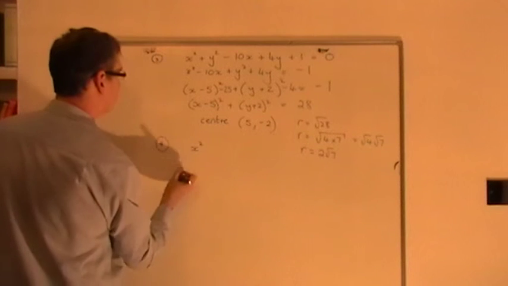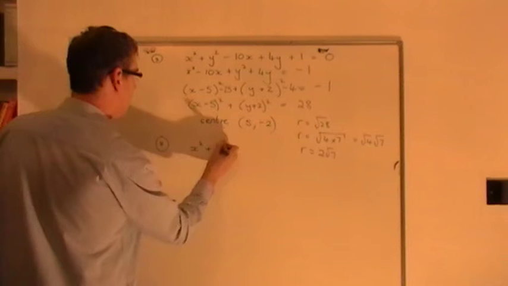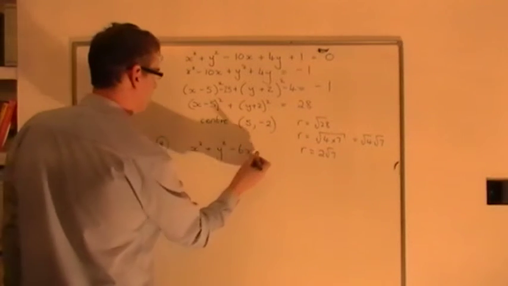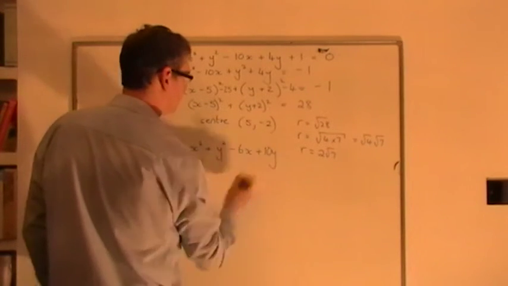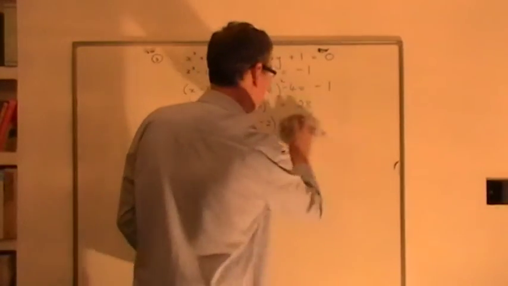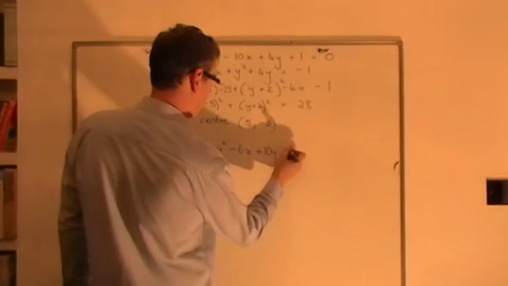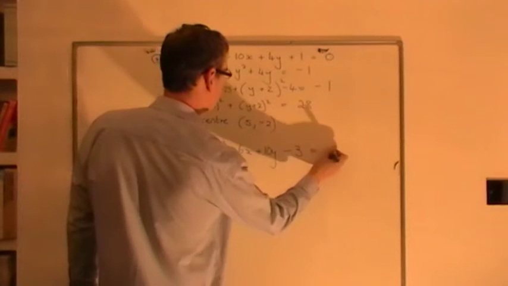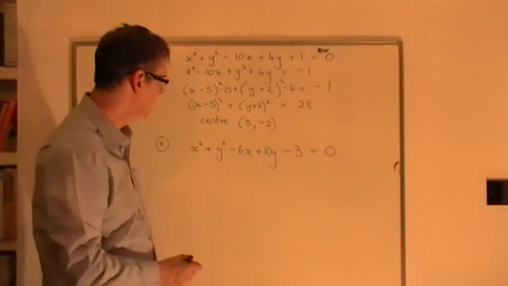x squared plus y squared minus 6x plus 10y. Let me make a bit of space here. Minus 3 equals nothing. Okay, this is the last one I'm going to do on this video.